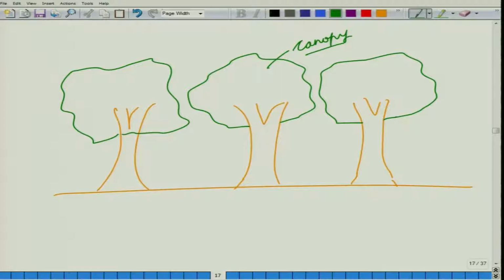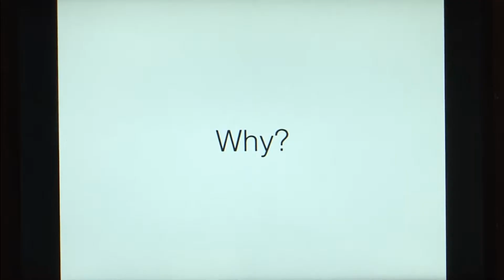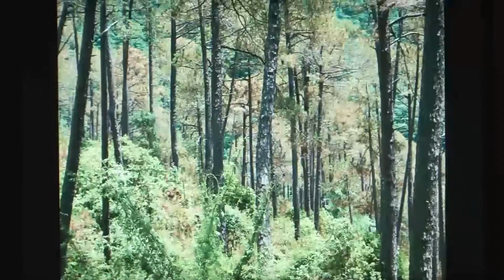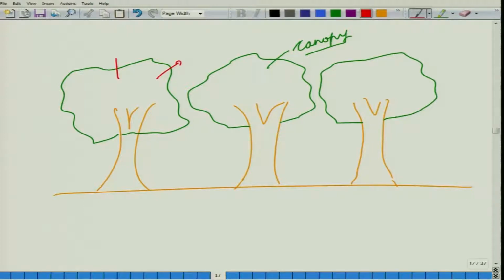Now, why is it important to know about these canopies? For one, they change the microclimate of the forest. So, if we look at this image, we see a forest and downside we see a very lush growth of undergrowth including shrubs and herbs. Now, in the case of this canopy, all these leaves are giving out water through the process of transpiration. In transpiration, water that is getting into the trees from its roots goes to the leaves and is then given out through evaporation. So, evaporation through the leaves is known as transpiration.